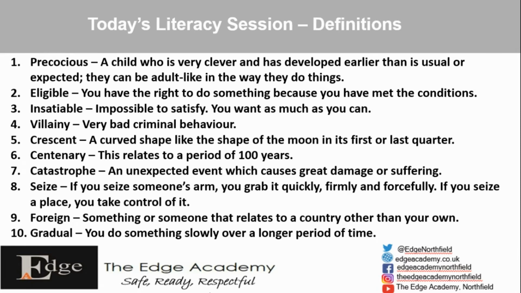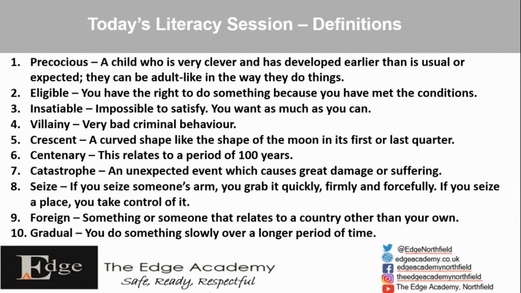Now, number 5, crescent. I actually used to live in a crescent called Useley Crescent. So a crescent is a curved shape. It's like a curved shape, like the shape of the moon in its first or last quarter, almost like the shape of a banana.